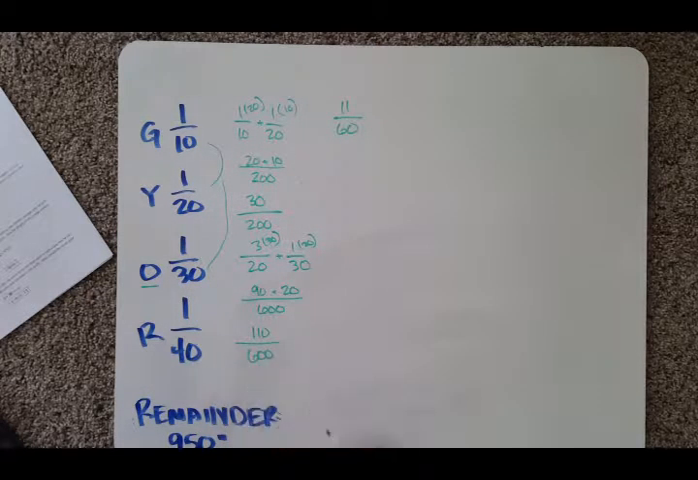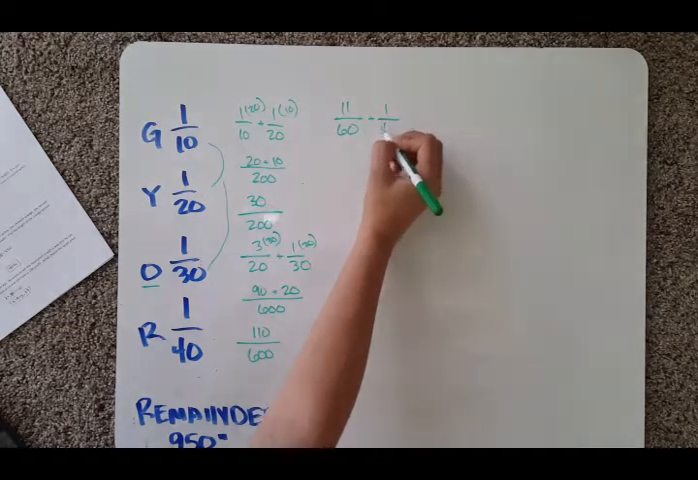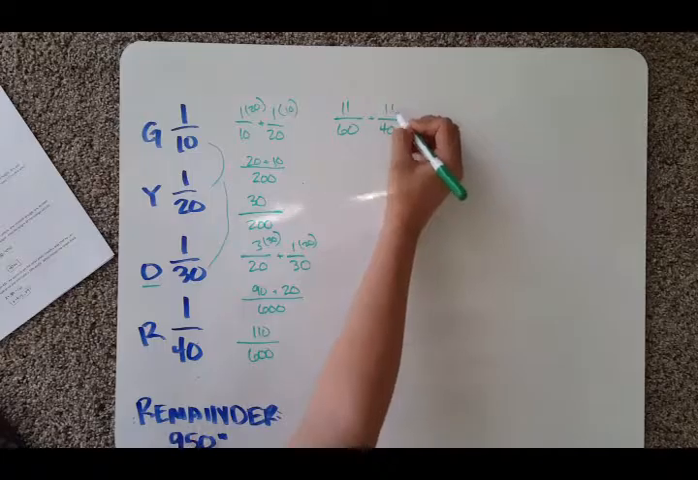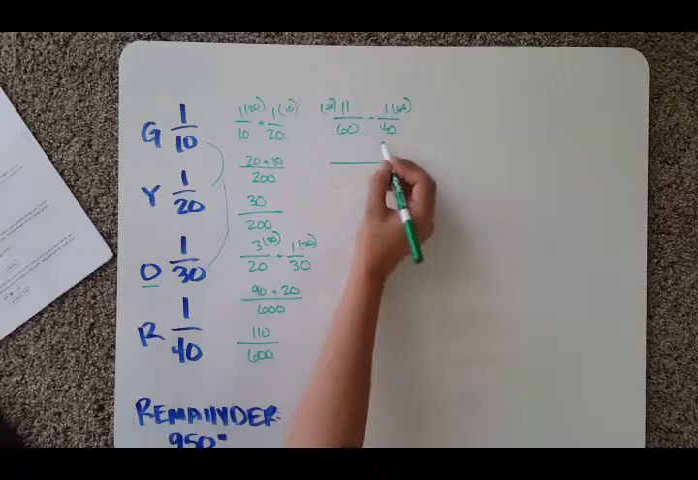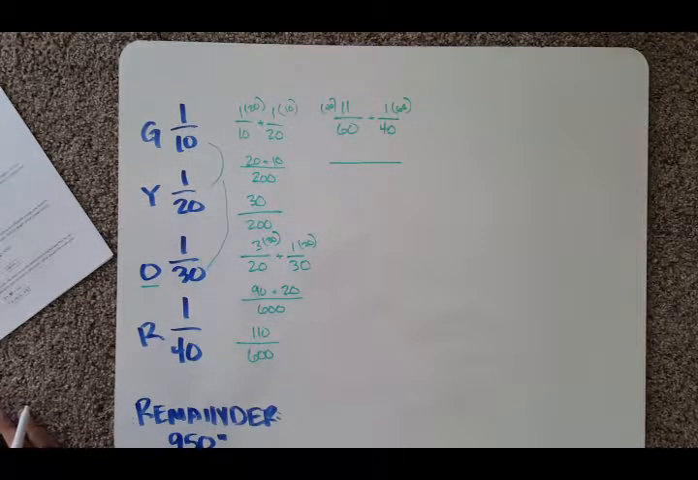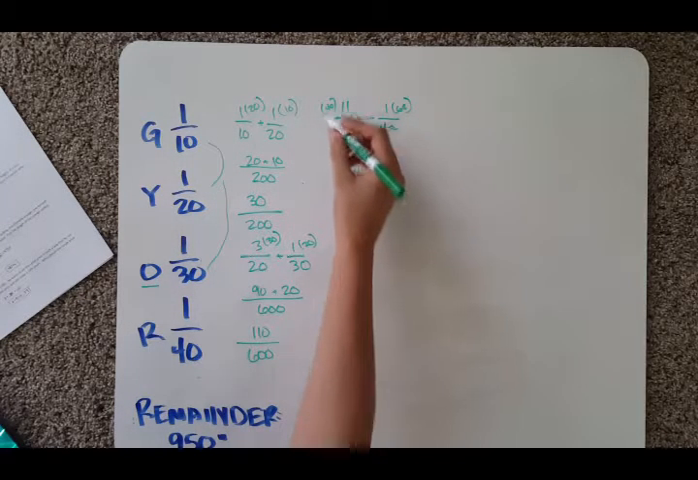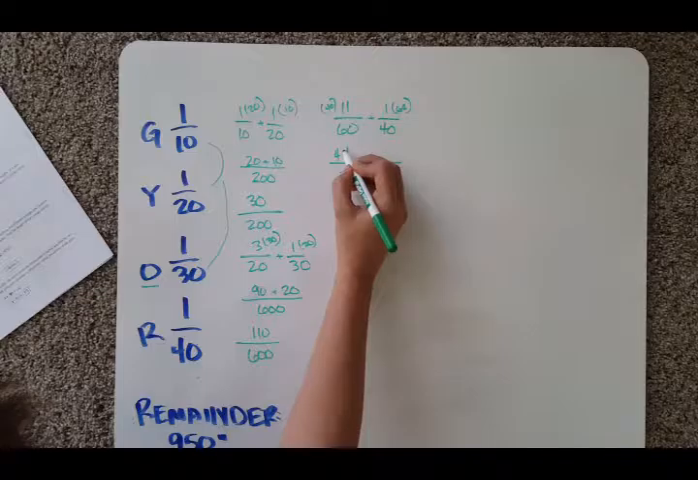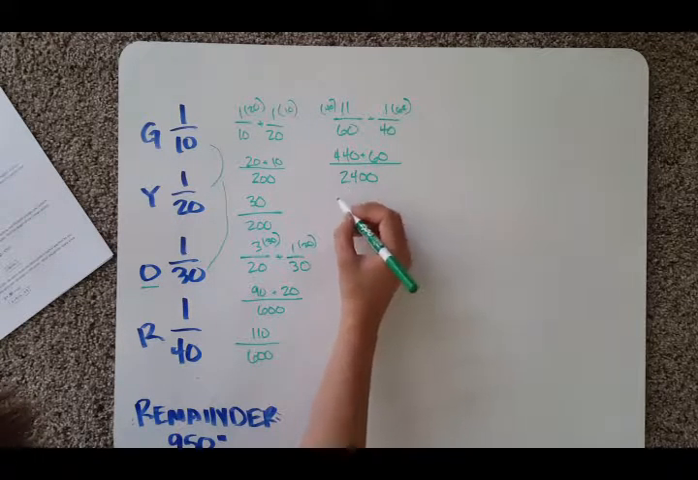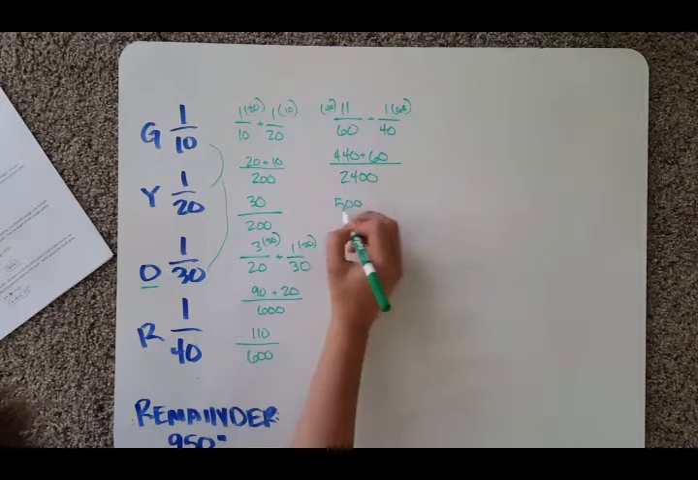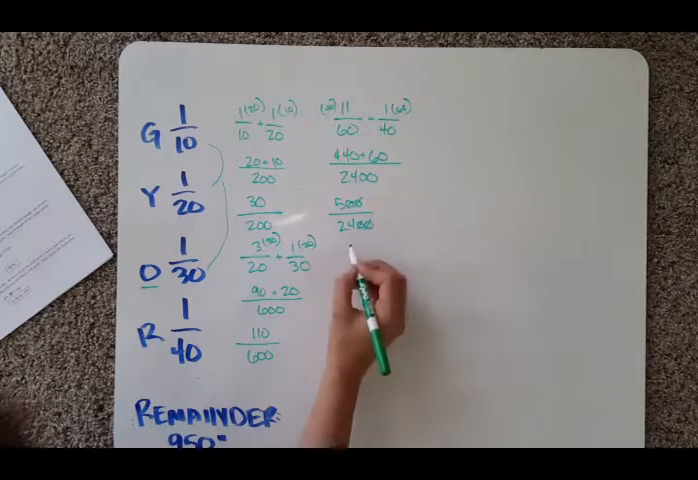Now the last one we have to add in is the red string, which is 1/40. So we're going to add in 1 over 40. Then we're going to multiply again, 60, 40, and 60 times 40 is 2,400. And then 11 times 40 is 440 plus 60 equals 500 over 2,400. And you can cross these out and you get 5 over 24.